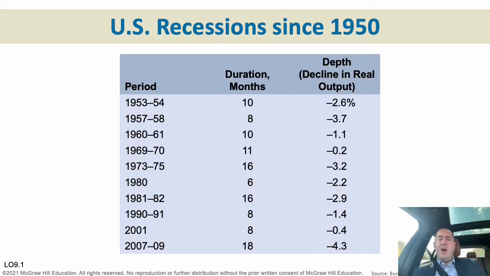The NBER is a nonprofit economic research organization. Within their organization is the Business Cycle Dating Committee, whose job it is to declare the start and end of recessions. They declared that the 2007 recession began December of 2007 and ended in 2009.